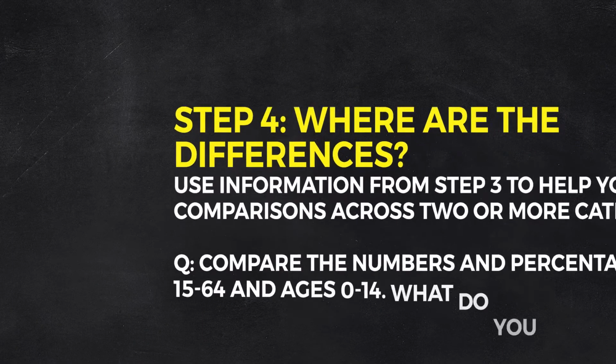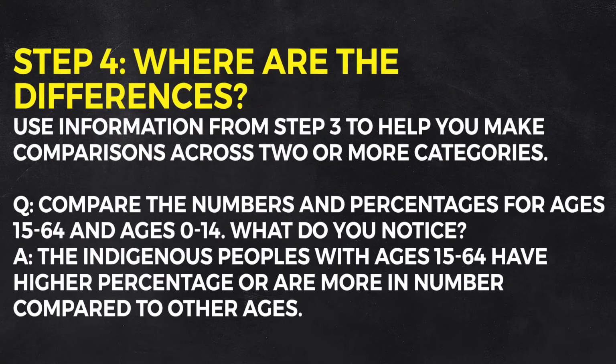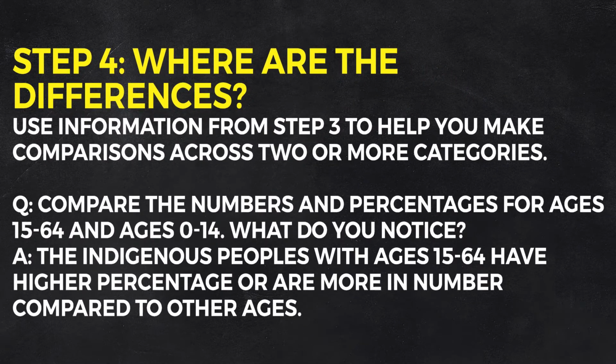Step 4. Where are the differences? Use information from Step 3 to help you make comparisons across 2 or more categories. Example question. Compare the numbers and percentage for ages 15 to 64 and ages 0 to 14. What do you notice? The answer is, the indigenous peoples with ages 15 to 64 have higher percentage or are more in number compared to other ages.